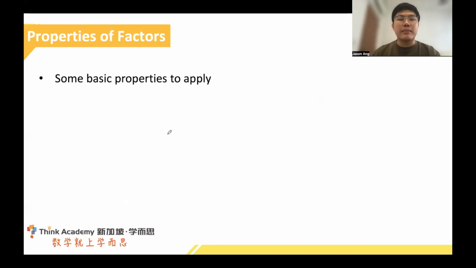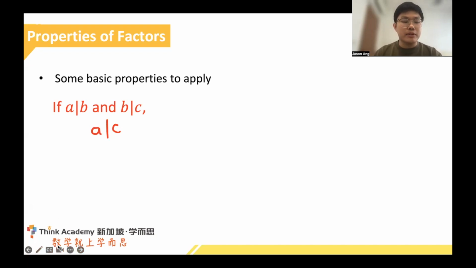So let's learn some basic properties of factors. If A is a factor of B and B is a factor of C, we can say very conclusively that A must be a factor of C. Let me give you an example. 2 can divide 4 and 4 can divide 8, so 2 can divide 8 as well. This is going to be very helpful for one of our questions later on in our inclusion and exclusion.